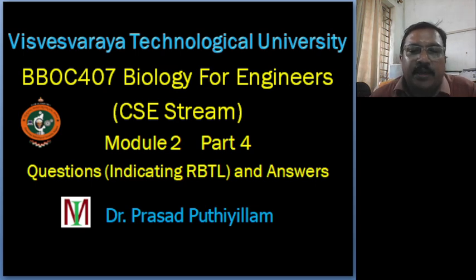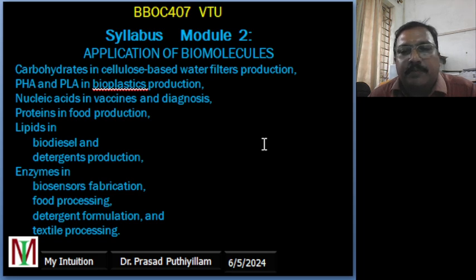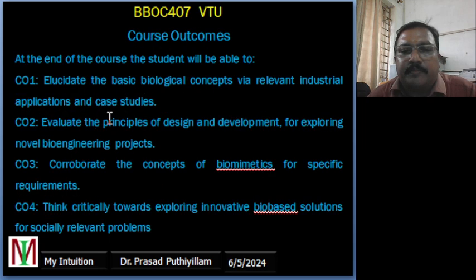So this is the class series for the computer science stream, Biology for Engineers, BBOC407, and the syllabus I'm covering is module 2 right now. Moving on to proteins in food production, the fourth topic. Okay, so the course outcome is mentioned here. I'm not going into detail.